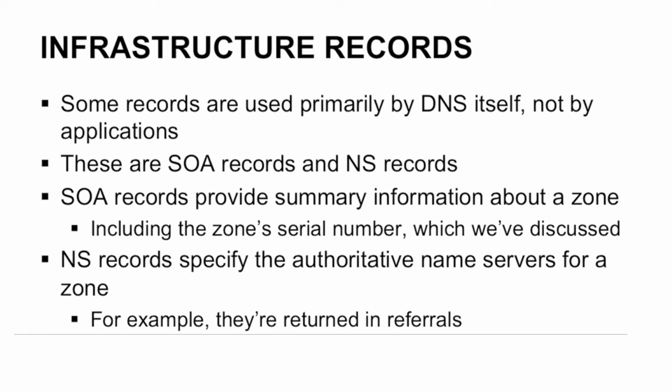NS, or name server records, list the authoritative name servers for a zone. As with the SOA record, the owner name must be the domain name of a zone, while the record-specific data lists the domain name of a name server authoritative for that zone.